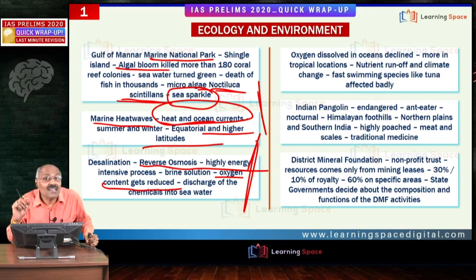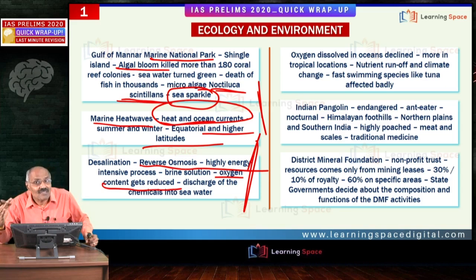Because certain chemicals are used to prevent corrosion of the components used in reverse osmosis. Not only that, but also to prevent bacteriological activity, chemicals are used in the reverse osmosis process, and these chemicals are discharged into the waters. So friends, because of desalination plants, two things please don't forget. One is a brine solution.